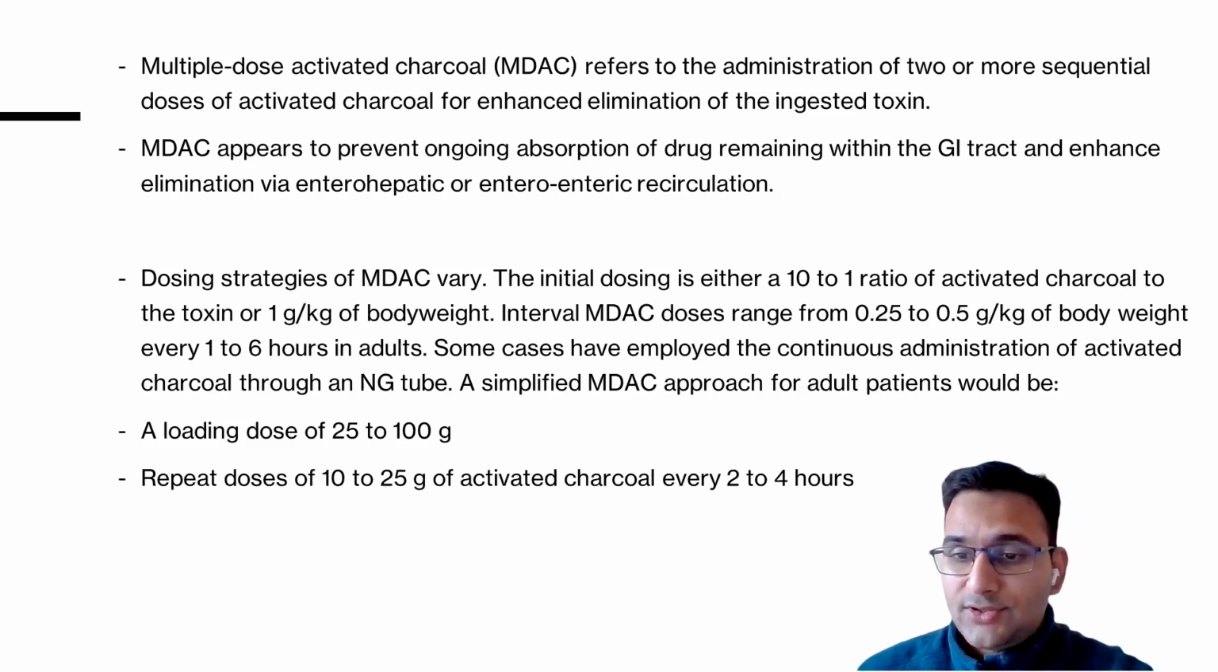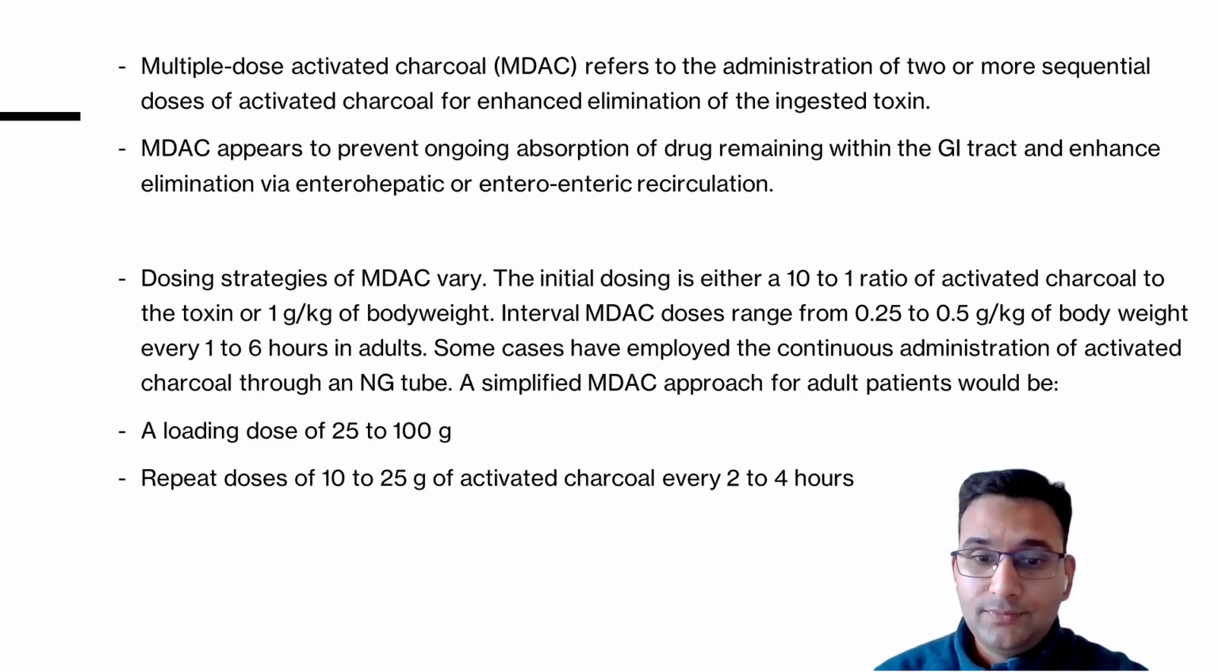The initial dose might be a 10 to 1 ratio if the toxin dose is known, or a gram per kg of body weight. Intervals of 1 to 6 hours in adults, with doses varying from 0.25 to 0.5 grams per kilogram. Some cases have employed the continuous administration of activated charcoal through an NG tube. A simplified approach would be basically a loading dose of 25 to 100 grams followed by 10 to 25 grams every 2 to 4 hours via the NG tube.